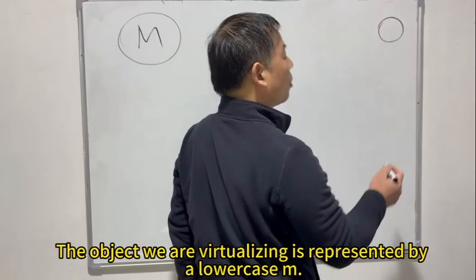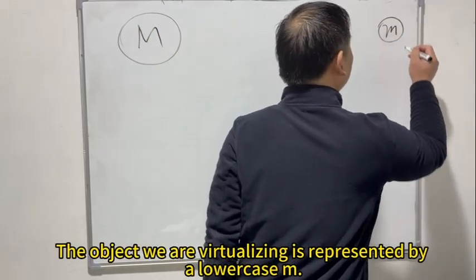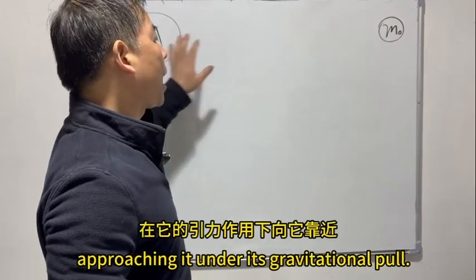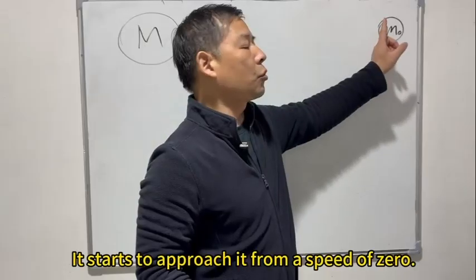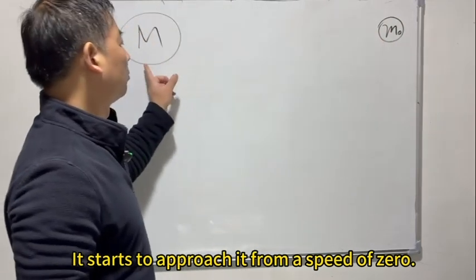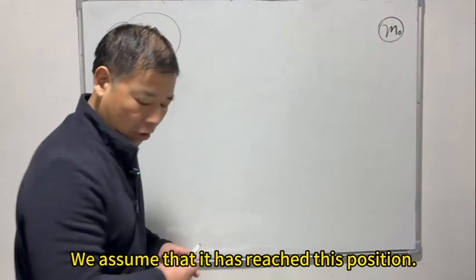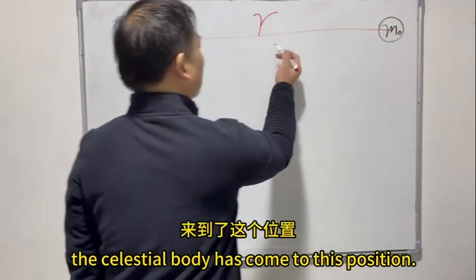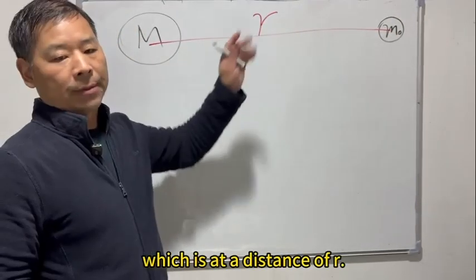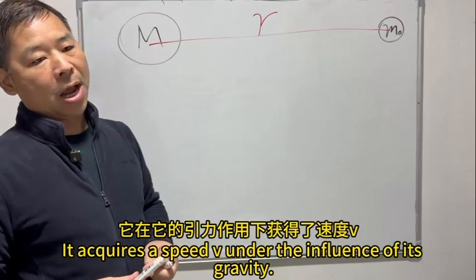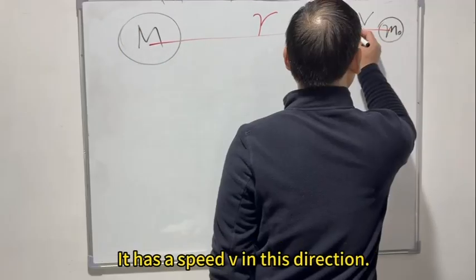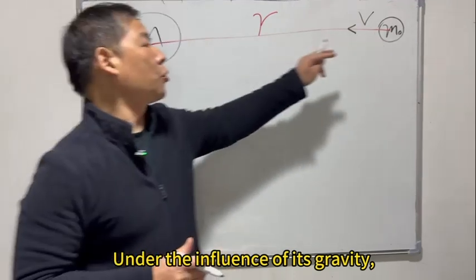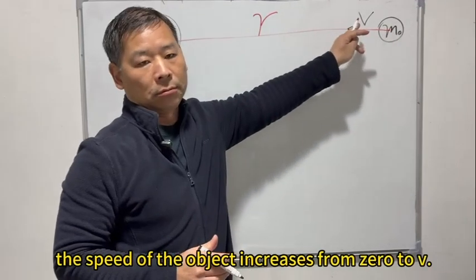The object we are imagining is represented by a lowercase m, an object with mass m0, approaching the celestial body under its gravitational pull. It starts approaching from a speed of 0. We assume that after a long time it has reached this position, at a distance of r. It acquires a speed v under the influence of gravity, in this direction.